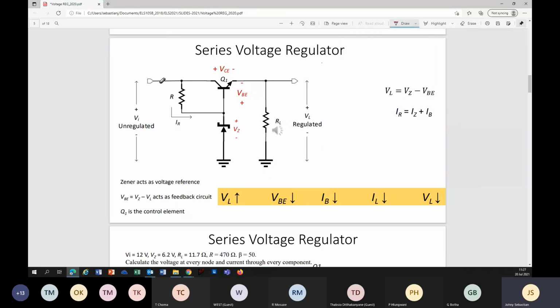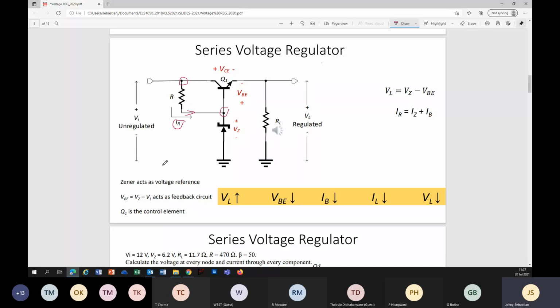Look at this resistance R. This resistance R is connected between collector and base of Q1, right? So there is a current that is flowing through that resistance. We call it IR.